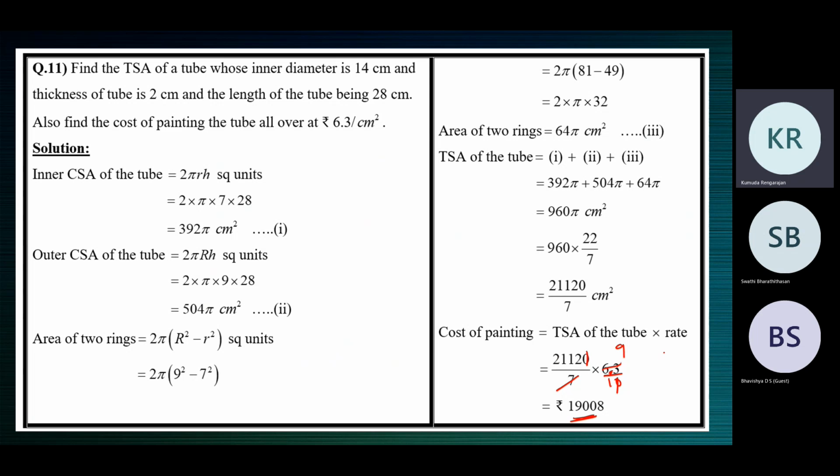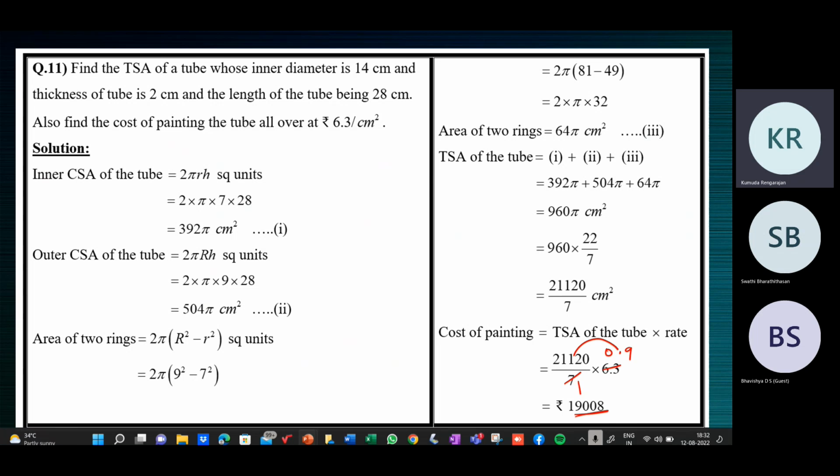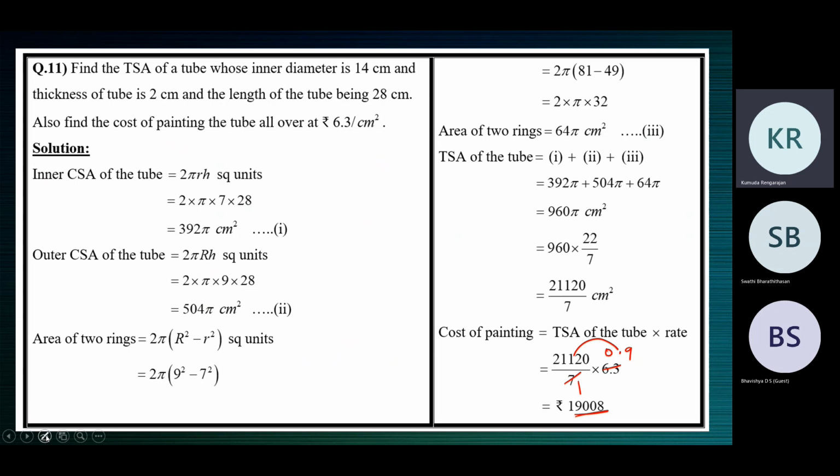You can also write 6.3 as 63 by 10. I have done it straight away, meaning it's divisible, right? So 7 ones are 7, 0.9 times. And then I multiplied these two numbers. 19,008 is the total cost of painting.